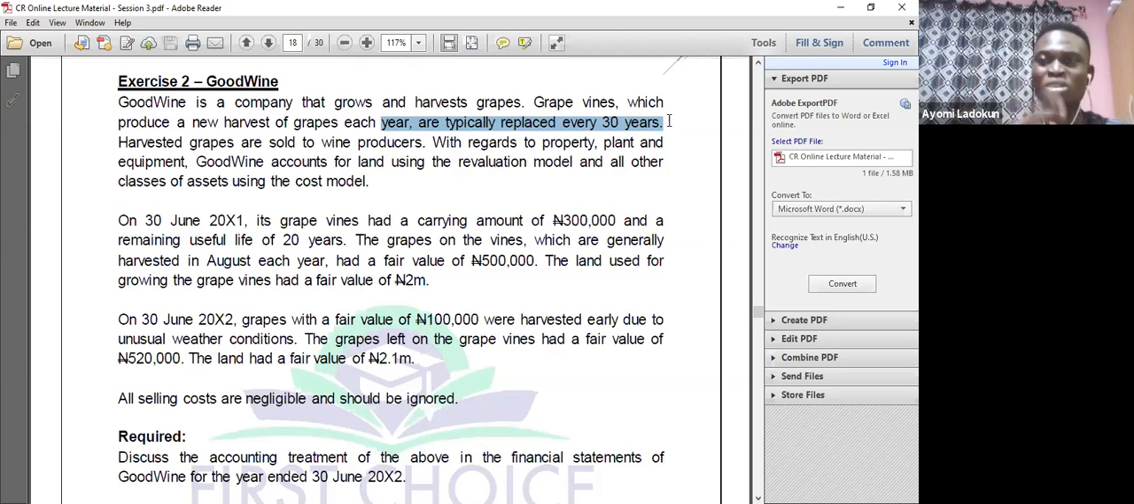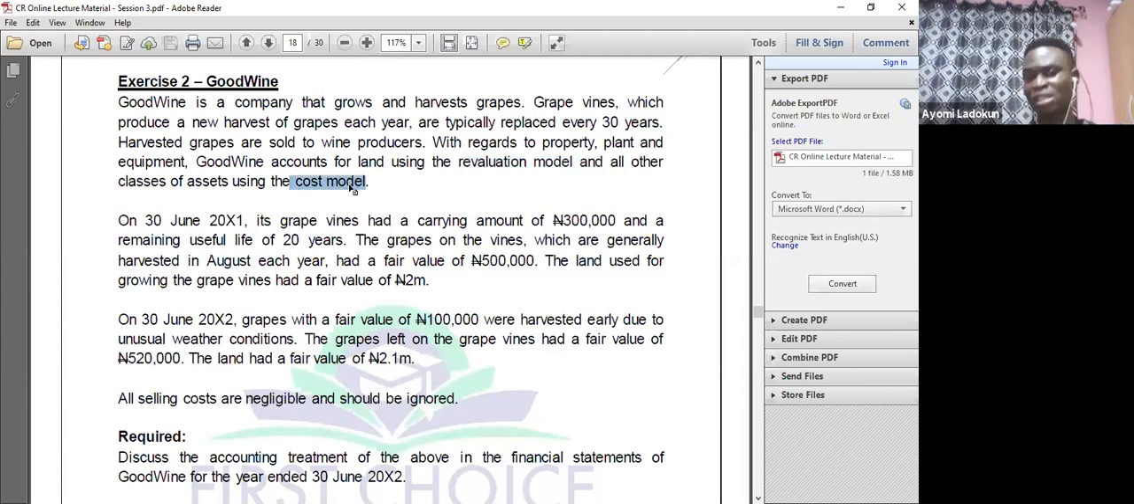Now, once you see that question, IAS 41 is calling you. And what we have just said about bearer plant is you don't apply IAS 41. What do you apply? You apply IAS 16. Okay, then we move on. Harvested grapes are sold to wine producers. With regards to property, plant, and equipment, Goodwine accounts for land using revaluation model and other classes of assets using cost model. So the examiner has told us that with regards to PPE, they will account for land using revaluation, and other assets using cost model.